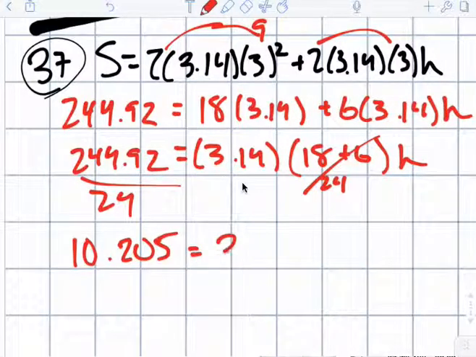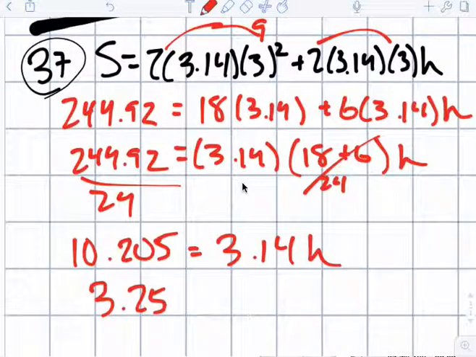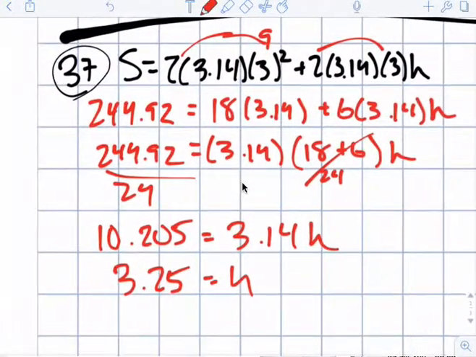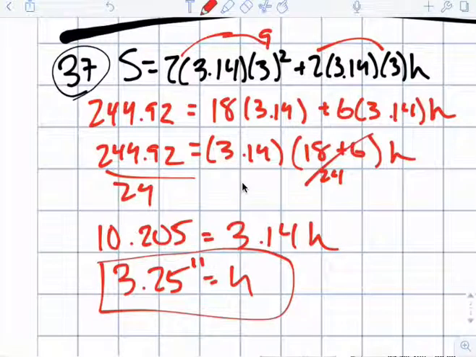10.205. That's equal to 3.14h, and I'm going to divide that by 3.14, and that's equal to 3.25, which is equal to h, and that unit is inches. So that height in inches is 3.25 inches. Use the double dash for inches.